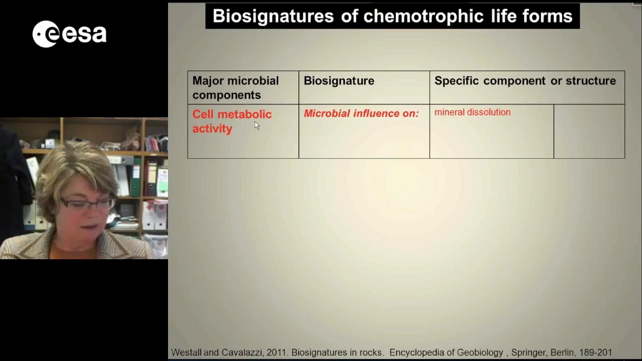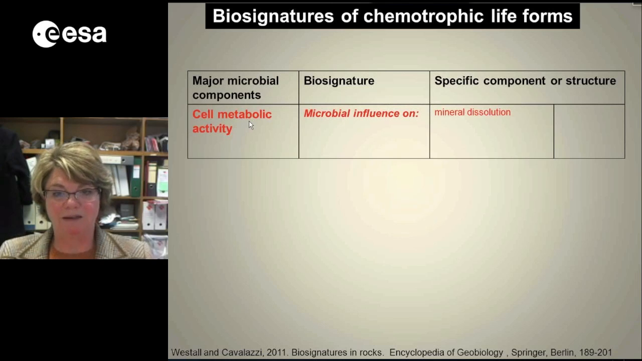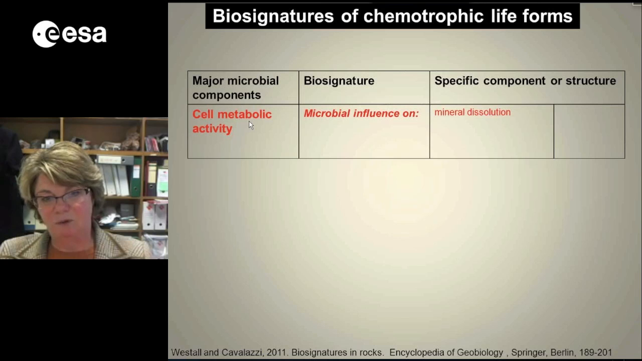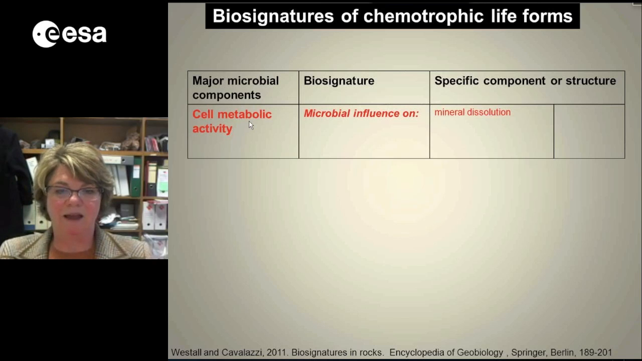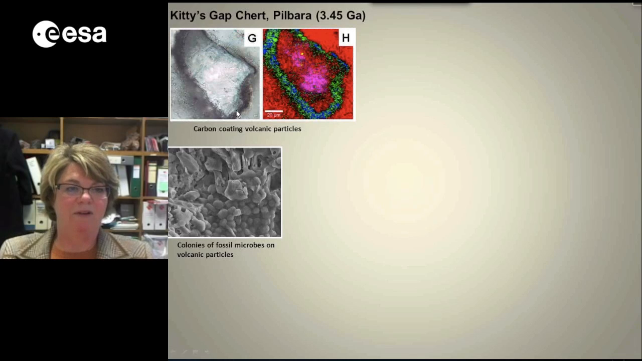So, what about the evidence of mineral dissolution as representative of cell metabolic activity? These kinds of organisms are sitting on volcanic particles, and they are extracting nutrients out of the particles by dissolving them. So here again, we have a volcanic particle, as I've shown you, coated with carbon, evidence of microbial activity on the surface of it, with the image of the colony coating the particle.